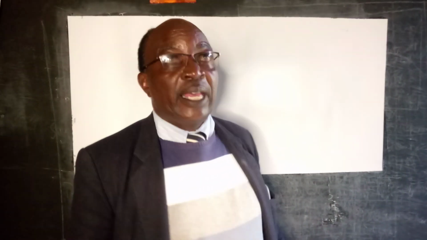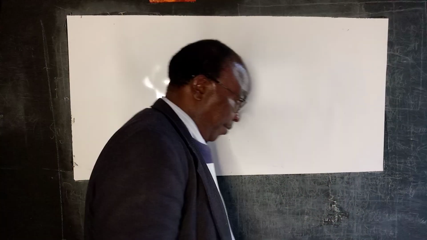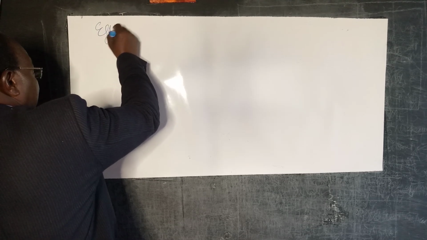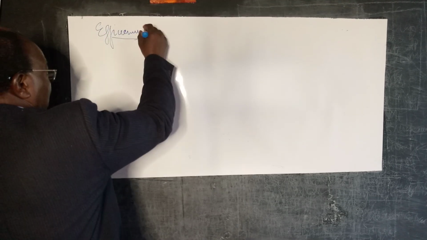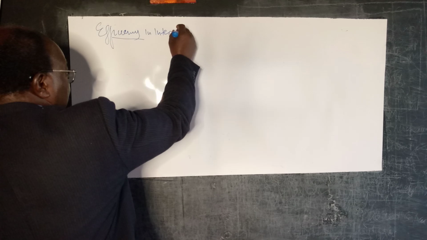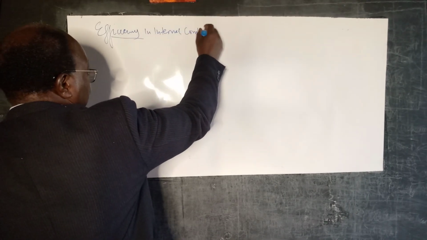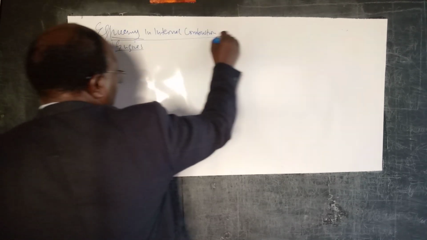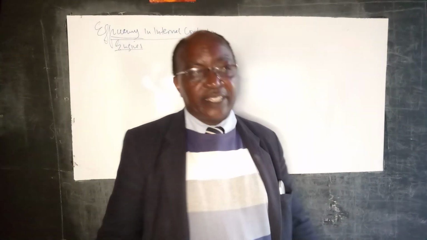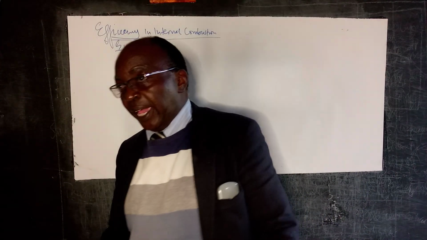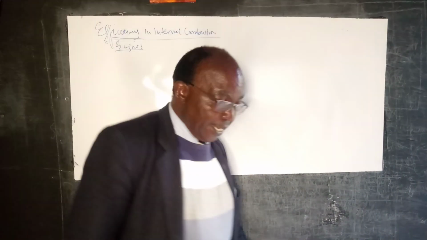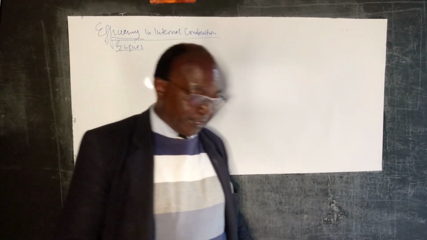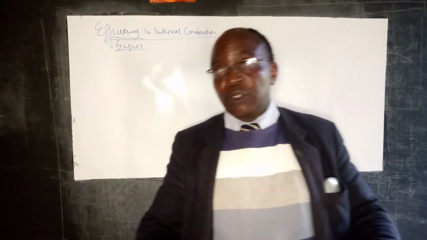Today we want to look at the efficiency of internal combustion engines. If you remember correctly, in our earlier lectures we talked about internal combustion engines. We have seen the spark ignition engine, we have also seen the compression ignition engine, and we have talked about the processes there. They are four-stroke engines, and this is what we want to look at: how efficient they are.